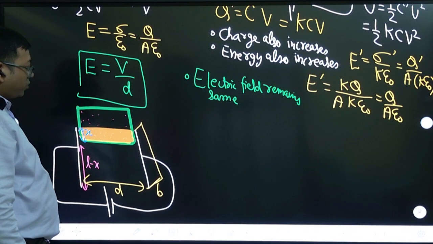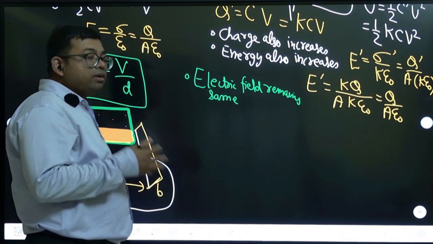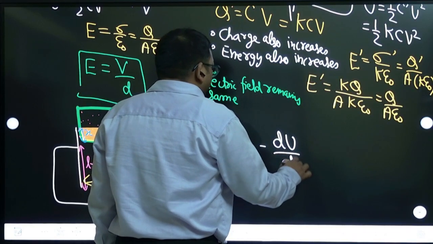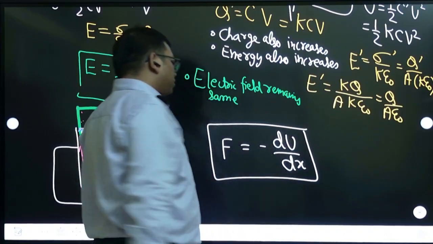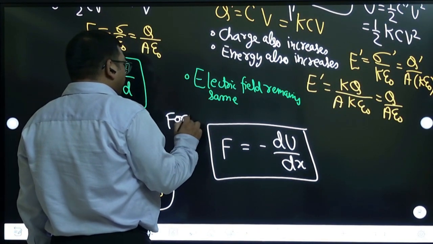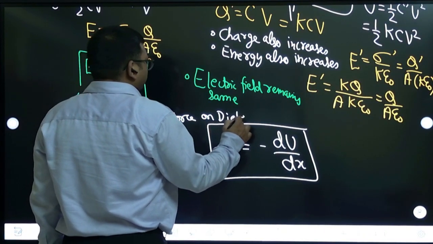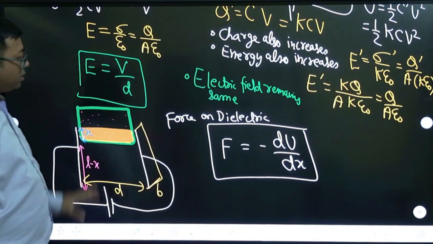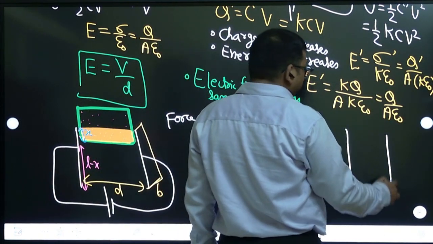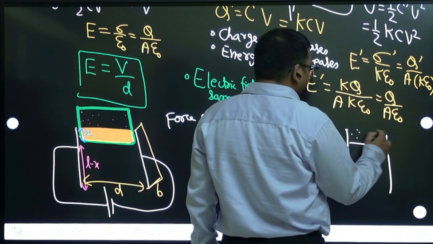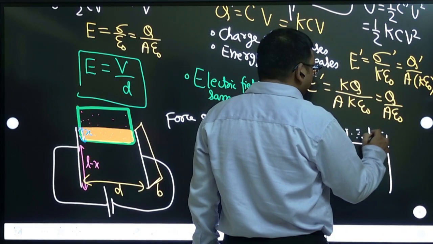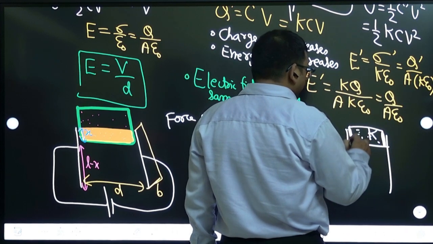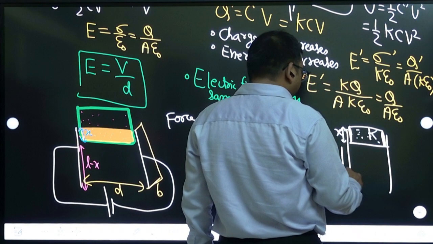So what will be the force? Remember, the calculation of force depends on minus dU by dx. This is the approach of calculating the force, the formula for force on the dielectric. So you need to calculate the energy stored in this system. In this capacitor, an X portion is filled with some dielectric material, whose dielectric constant you can take as K, and the remaining L minus X portion is vacuum, not filled.